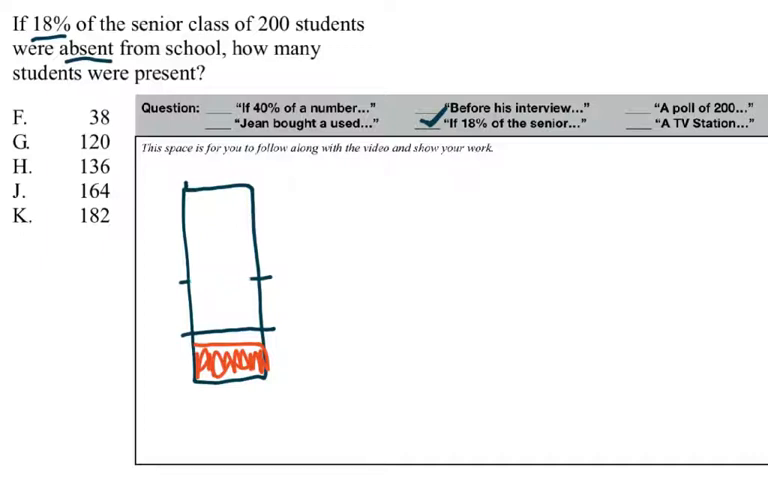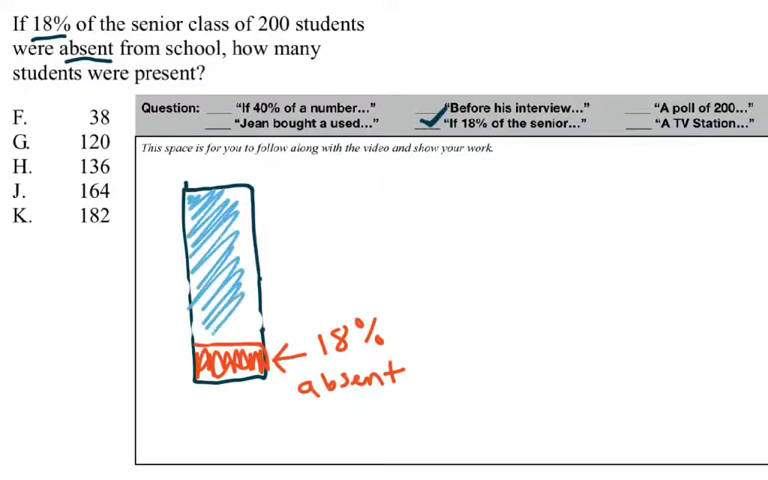I'm going to erase this because that would be the 50%. We don't need that. And same with down here, we don't need the 18 or the 25%. So this represents our 18% that are absent, which means that this entire area, if these ones are absent down here, these would be our students that are present at school.